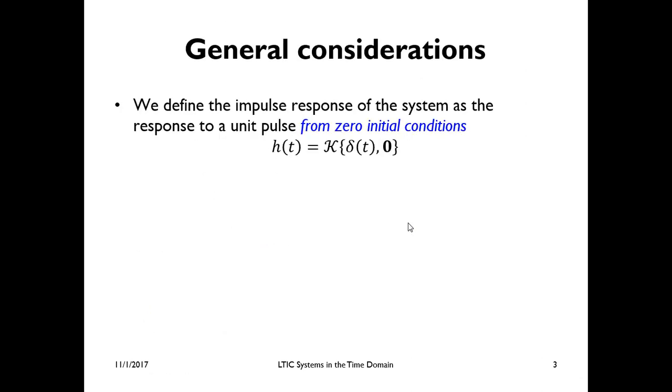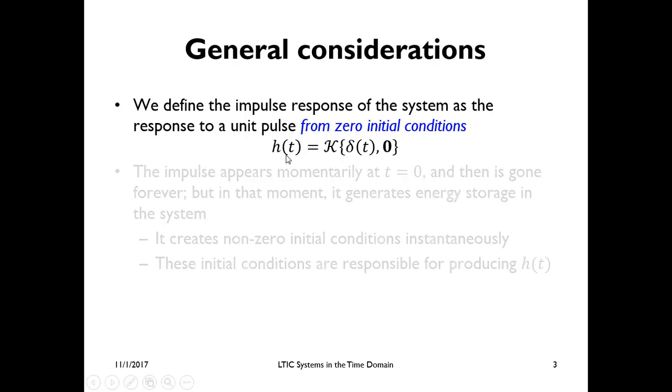The impulse response is defined to be the output y of t when we apply as our input signal x of t the impulse function delta of t, and we use zero initial conditions. We denote the specific output as the impulse response h of t.